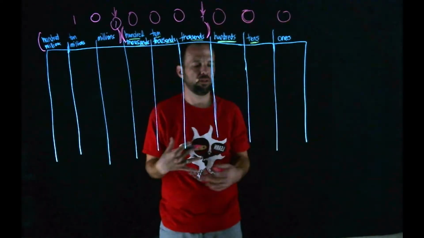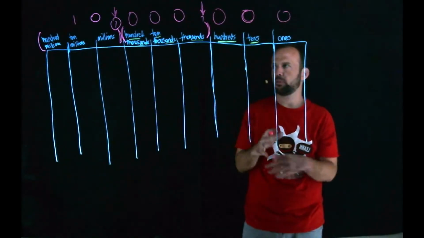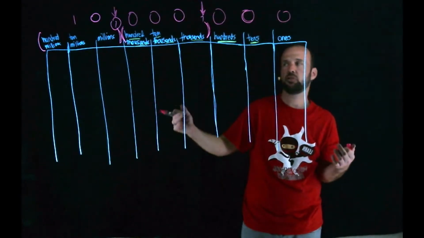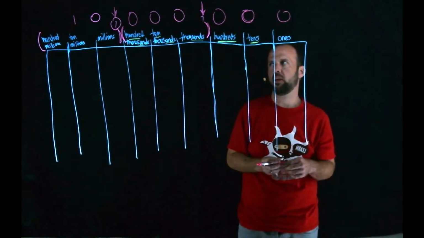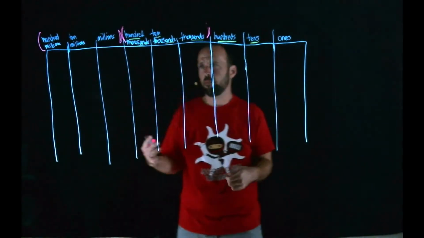It helps us organize our numbers so we don't get these crazy super big numbers where we can't tell how much they're worth glancing at them quickly. The commas help us organize that so we can tell that a little bit better. So let's take a look at a couple more examples real quick.